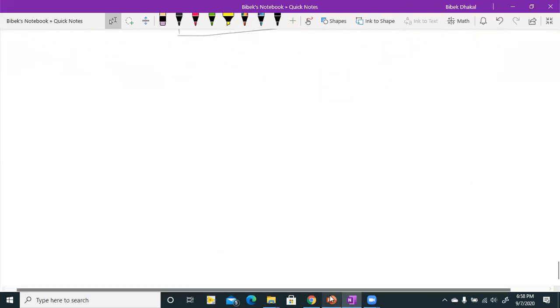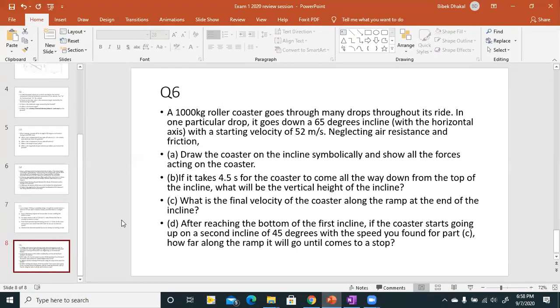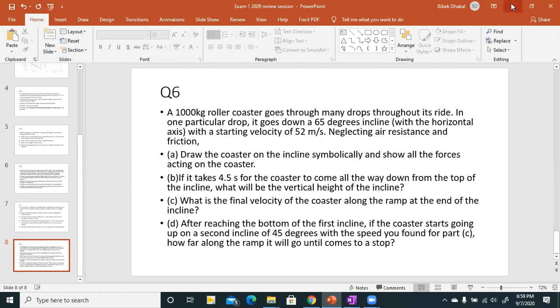So let's go to our last problem of this session. A 1,000 kilogram roller coaster goes through many drops throughout its ride. In one particular drop, it goes down a 65 degree inclined plane with a starting velocity of 52 meters per second. Neglect the air resistance. So you need to draw the inclined plane and label the forces acting. That means you need to draw a free body diagram, and we are also doing some other calculations.